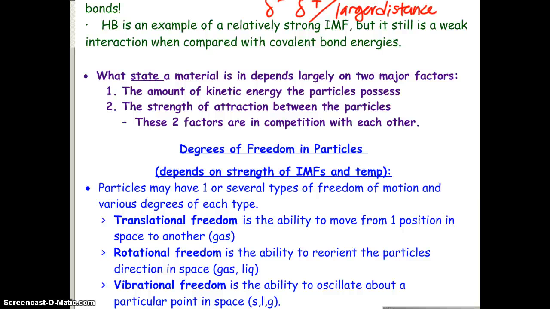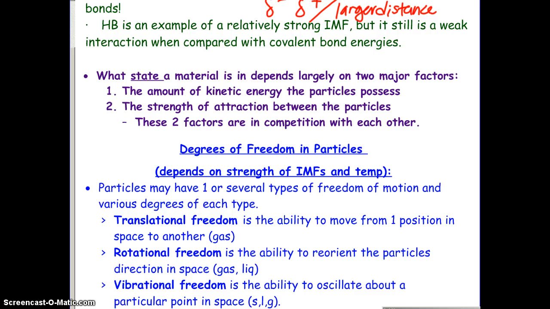All right, I'm picking up where we left off here. We're going to talk about the physical properties of matter, but also how things phase change or change states of matter. The two main factors you're going to be focusing on when talking about phase changes are the amount of kinetic energy that particles have and the strength of the attractions they feel for one another, which are your IMFs, mainly for doing phase changes.